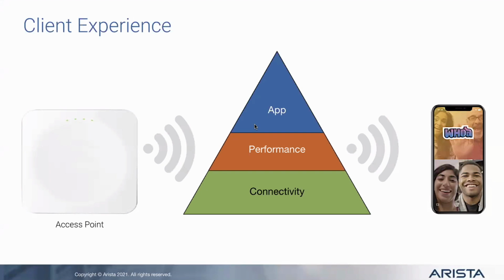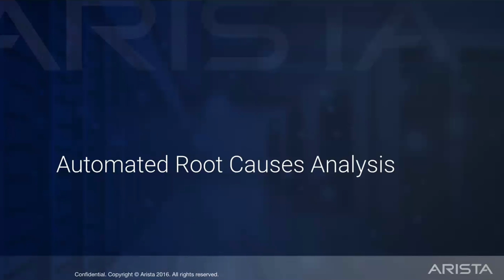So before we get into the details, let's understand the different dimensions of a client experience in a Wi-Fi network. We start with connectivity, performance, and then we go to the app experience. As we go from the bottom of the pyramid to the top of the pyramid, the understanding of the client experience becomes less and less deterministic. In this first section, I'm going to mainly talk about performance. We looked at the client journey, which takes care of connectivity. And in terms of performance, I'll talk about automated root cause analysis.